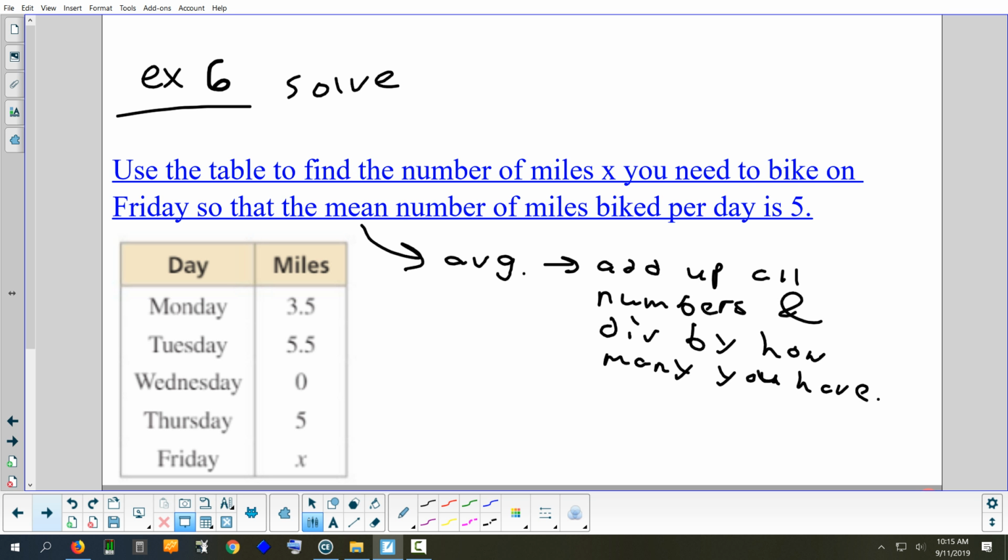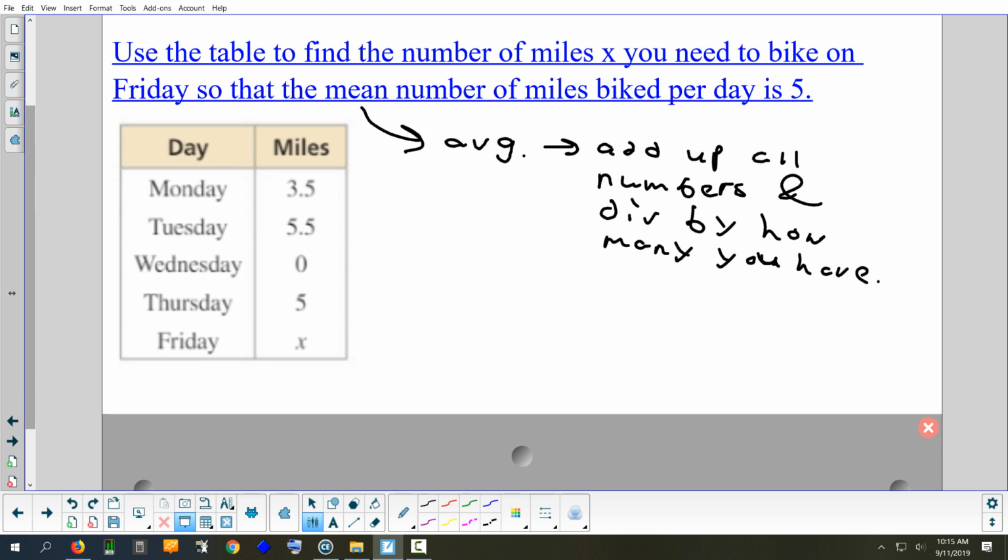Okay, so let's do that here. Let's add up all the miles that we have. How many miles did we have on Monday? 3.5. Tuesday? 5.5. Wednesday? 0. Took a day off, not feeling so good. Thursday? 5. And Friday? Unknown. I don't know. It's unknown and it's represented as X.